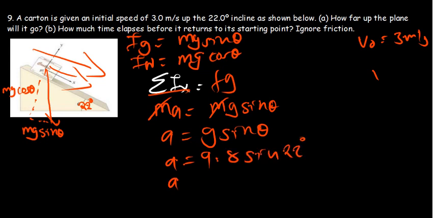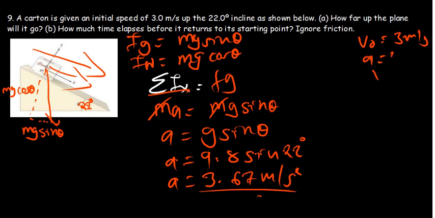We should be able to get 3.67 meters per second squared, our acceleration. But the question is not asking about acceleration. Now we have our data, we have our acceleration as 3.67 meters per second squared. So what else do we have? When it comes to rest, the final velocity is going to be 0.